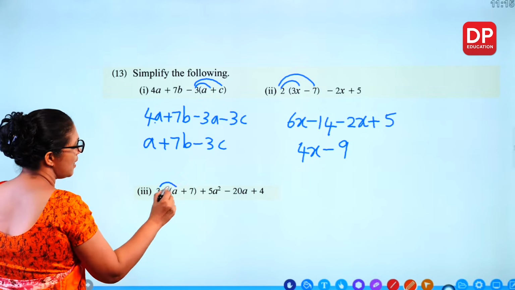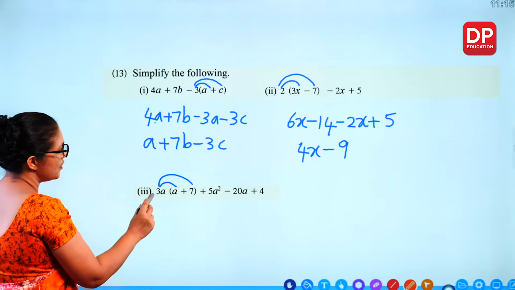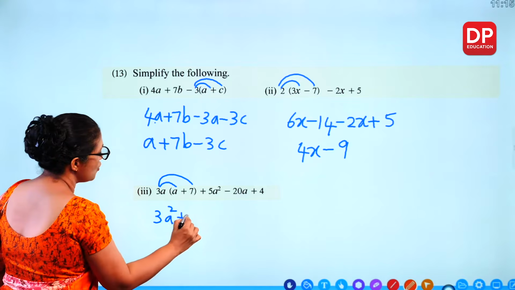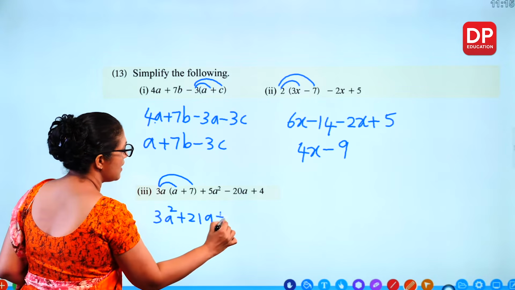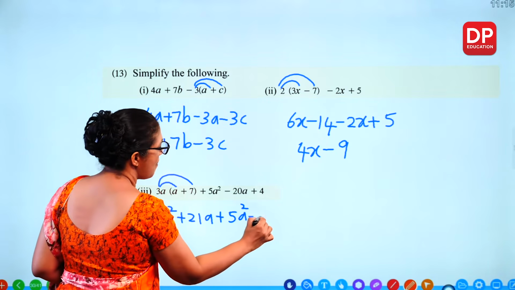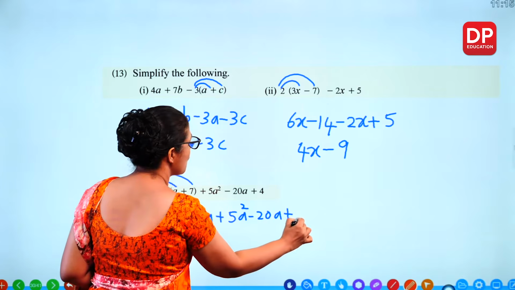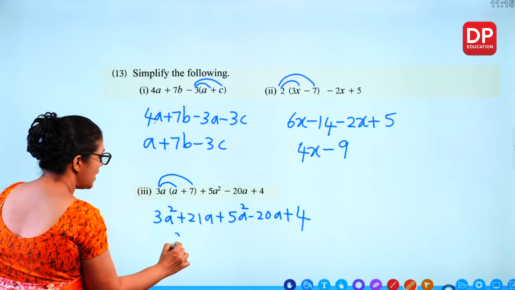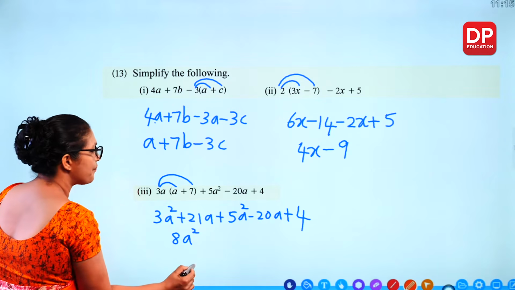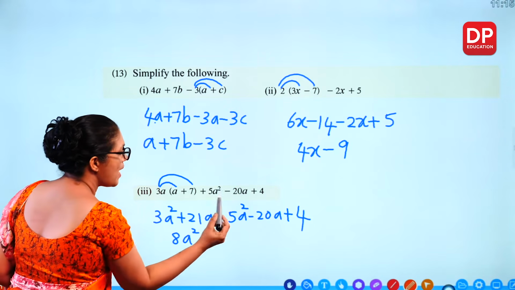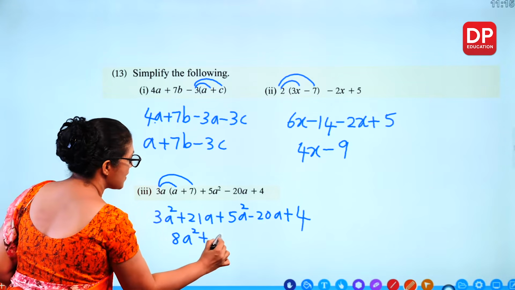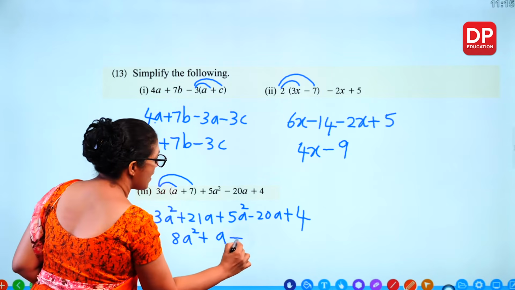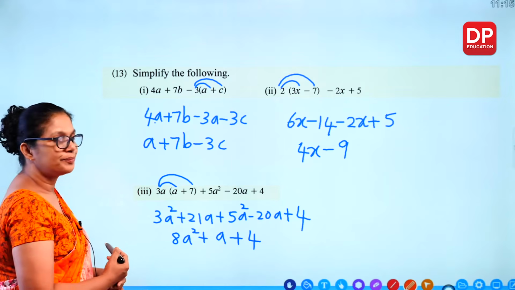This one, multiply. 3a times a, 3a squared. 3 times 7, 21a. And here 5a squared minus 20a plus 4. Now 3a squared and 5a squared, 8a squared. 21a and minus 20a, you get plus 1a or a. And you get plus 4.